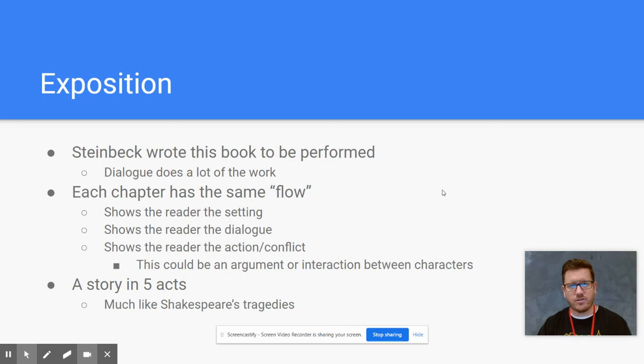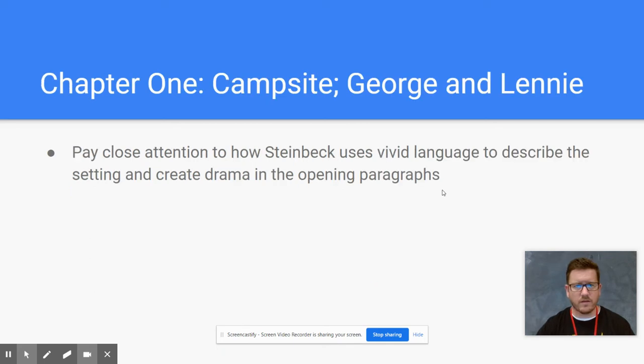You're going to have exposition in chapter one. The conflict is introduced in chapter two. In chapter three, there's going to be a major conflict. Something big is going to happen in chapter three. And chapters four and five show the resolution of that major conflict. All right, let's move on here.